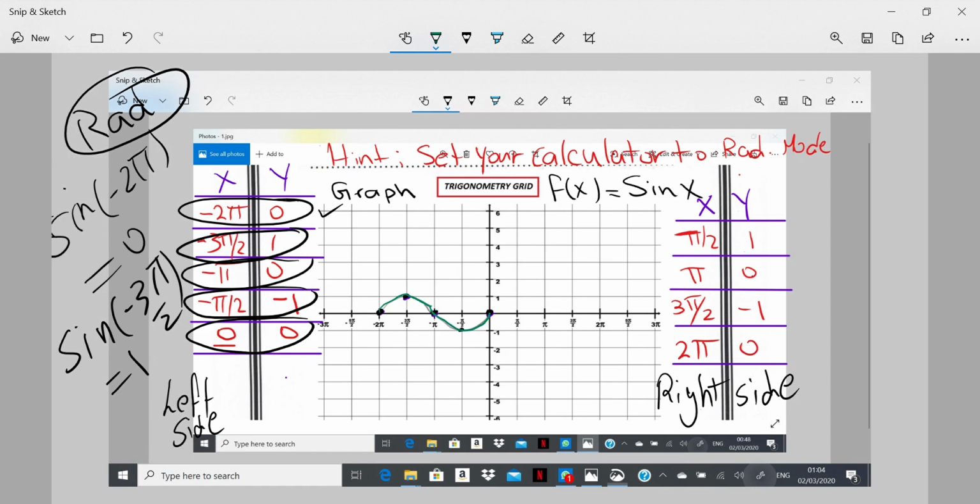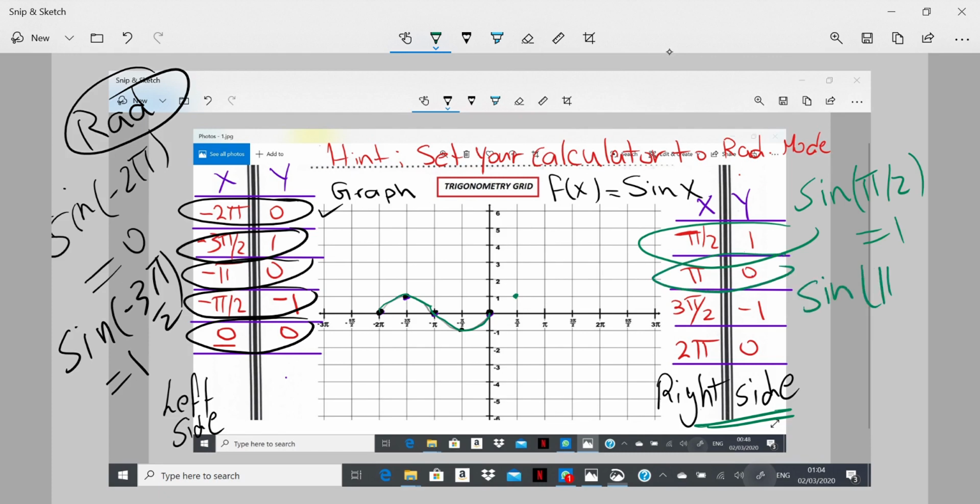For the right side, we're going to do the same thing, which is sine pi over 2 equals 1, this point. So we're going to plot this point first. Pi over 2 and 1, so it's going to be this point. Pi and 0, so sine pi equals 0. So it's going to be this point.